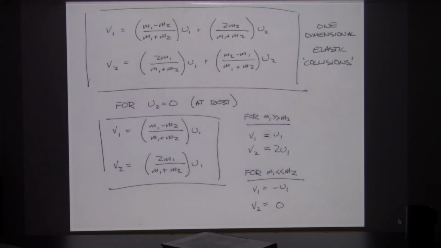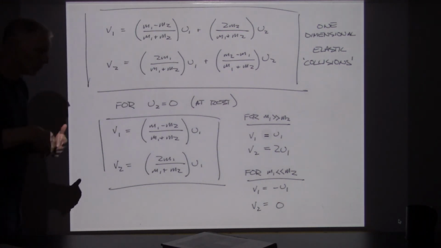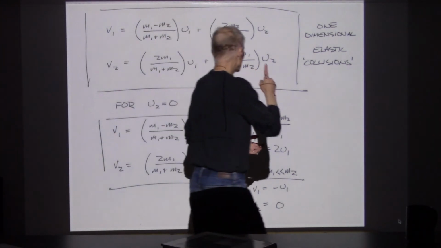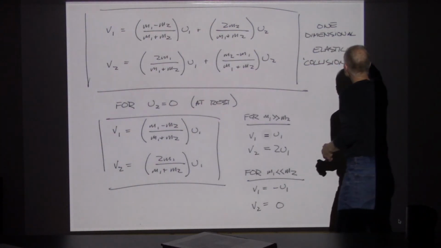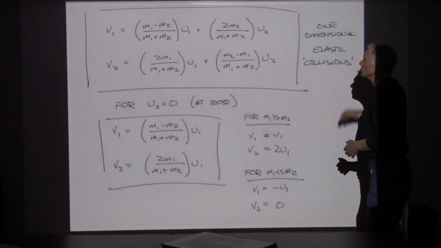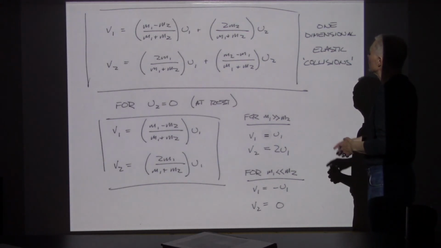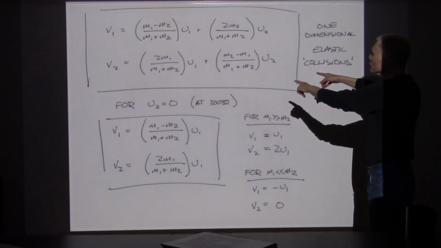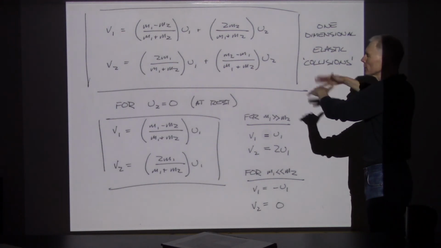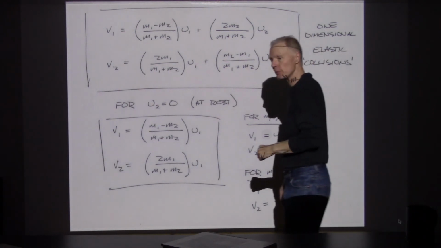Okay, it's got to be the case that I can switch the 1s and 2s, and the equations work the same way. So that's it. That's a formula that works. It's one-dimensional, it's an elastic collision, kinetic energy is conserved, and if someone tells me the initial speeds and the masses, I can figure out what the final speeds would be.